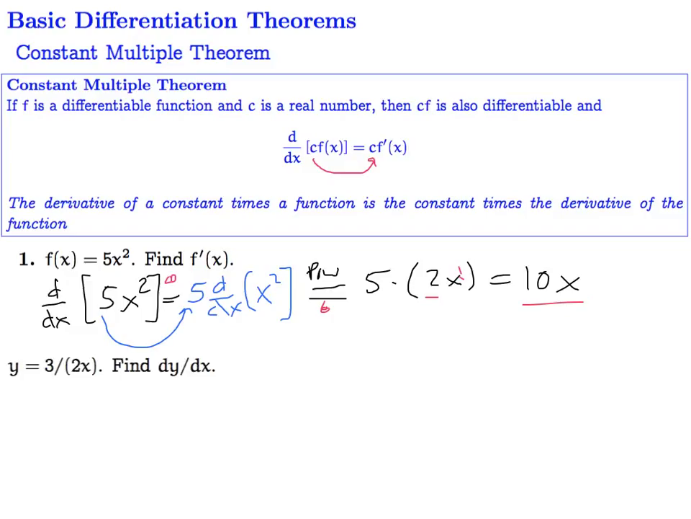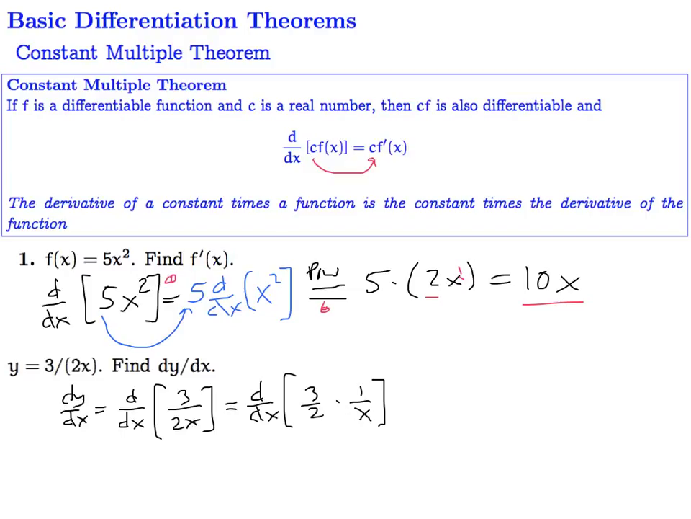So next we're given that y is equal to 3 divided by 2x, and we want to find dy dx. So to find dy over dx, that is the derivative, we need to find the derivative of the function 3 over 2x. And the key here is that we need to make it fit the pattern. So the key is we want to rewrite this as 3 halves times 1 over x, because now we've got the constant times a function pattern.